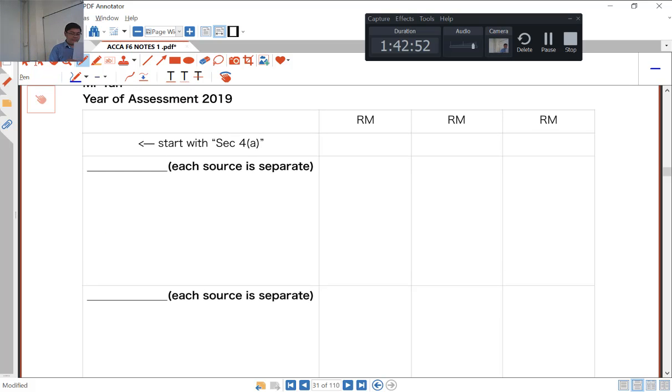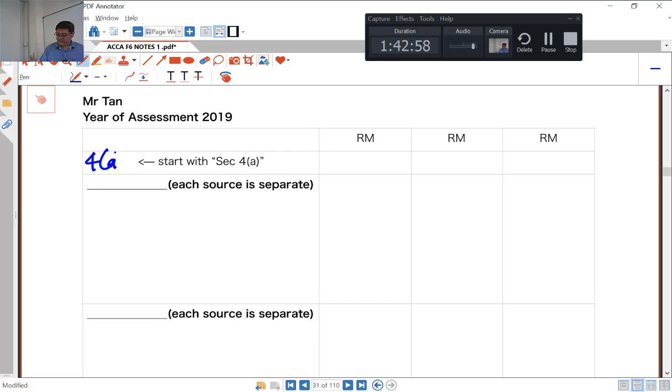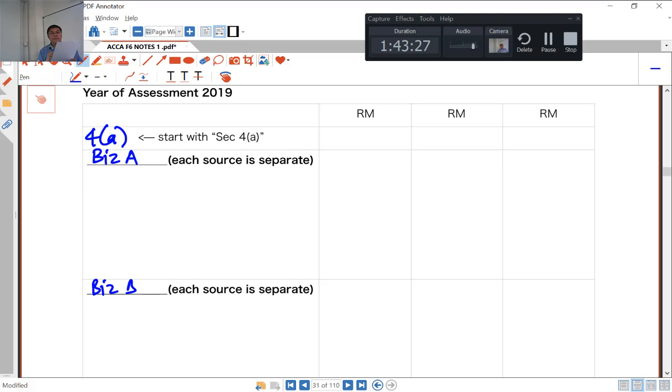Now, this is for Mr. Tan. Always remember that you begin off the tax computation with 4A. You must start with 4A. Even though you start with 4A, you notice that Mr. Tan has business A as well as business B. Different businesses are meant to be separate because they're different sources. So you cannot combine all the businesses and do together. That's wrong. So business A, business B. Then you have to pick up all the figures and arrange them.